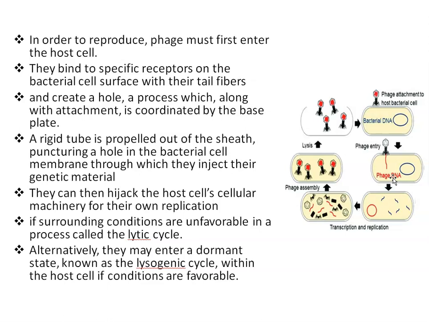Then inside, viruses take over the host cellular machinery for their own replication. Under unfavorable conditions, they undergo a process called the lytic cycle, lysis. But under favorable conditions, the virus may enter a dormant state, and this type of cycle is called the lysogenic cycle.